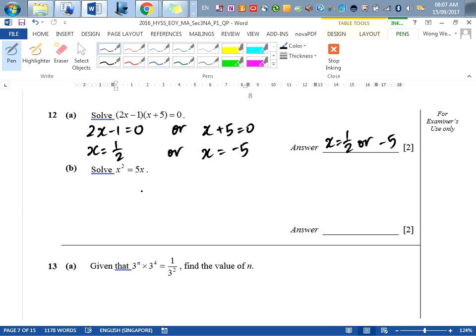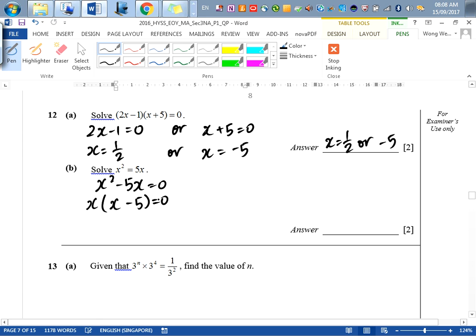Factorize? Okay, how do I factorize this? I need to move 5x to the left hand side. By moving, I mean I subtract 5x on both sides. So I will get x squared minus 5x equals 0. Okay, now you have all the options: either your quadratic formula, completing the square, or factorizing. Now it looks like factorizing may be a good choice. Let's see what happens. Take out x: x(x minus 5) equals 0.